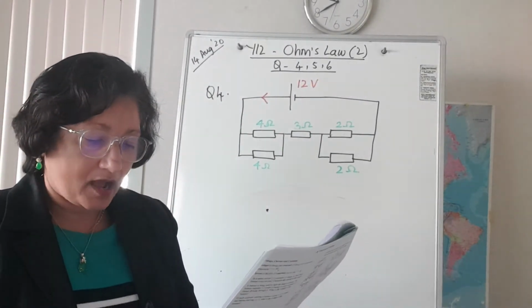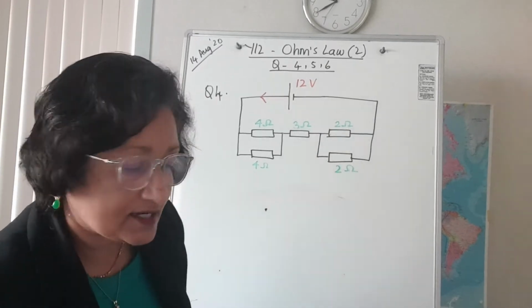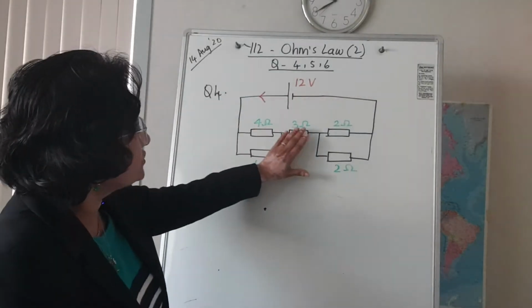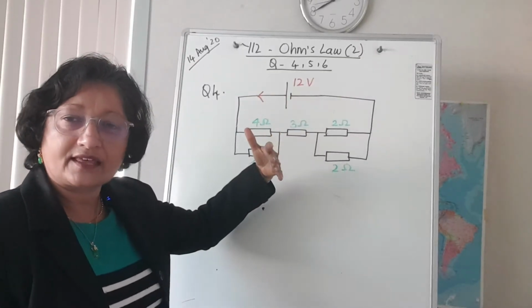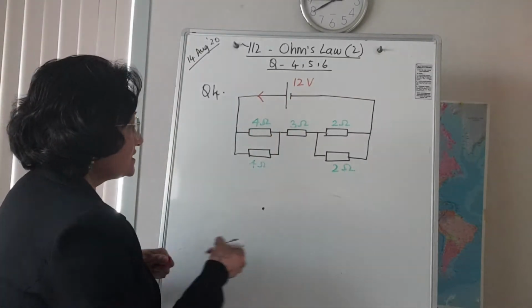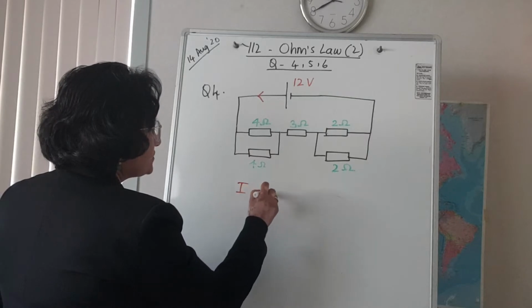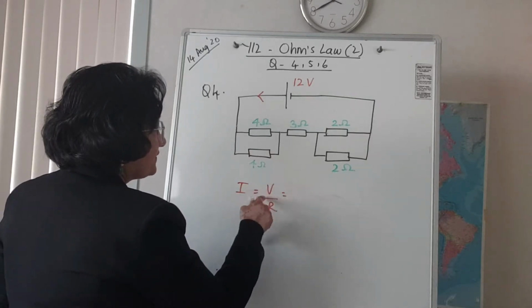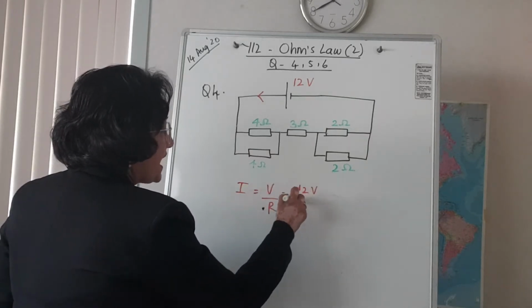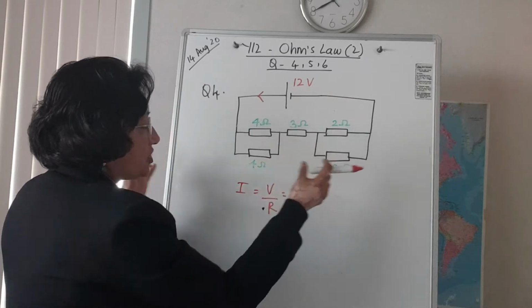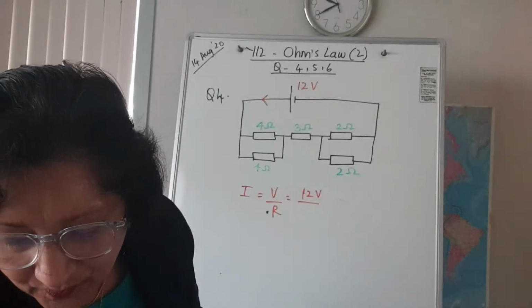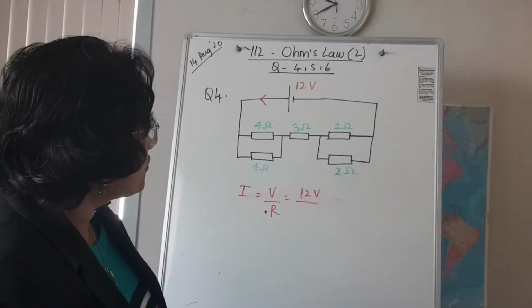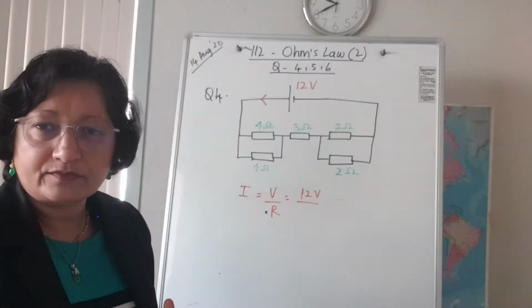The second part is calculate the circuit current. Once you've got the total resistance, you know the supply voltage, and the way that you get the circuit current is using Ohm's law. I is equal to V over R, where V is 12 volts and your R is the number that you just got by finding the total resistance. And then we have to find the voltage across the 3 ohm resistor.